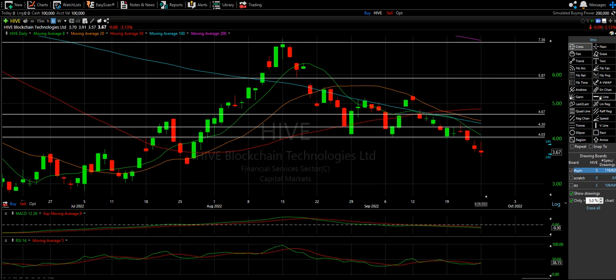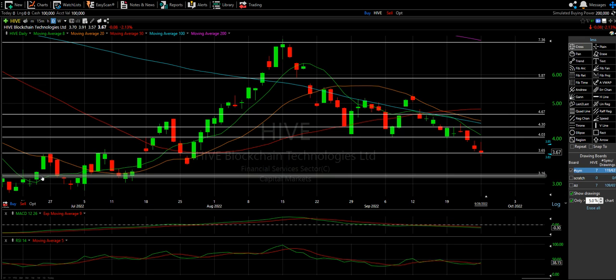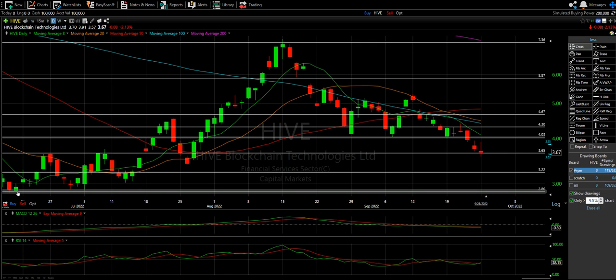Yeah, HIVE looks bad. I'm just going to be real honest. I'm going to put one line right there. That's actually exactly where we're sitting, so I have to make at least another line. Let me lower that just a little bit. We'll use that right there, and then I'll put one more right here. Okay, for the sake of time, I'm not going to look at the weekly.